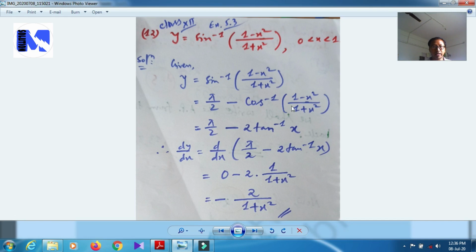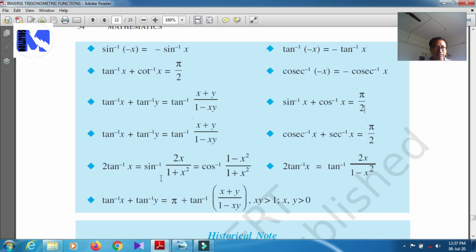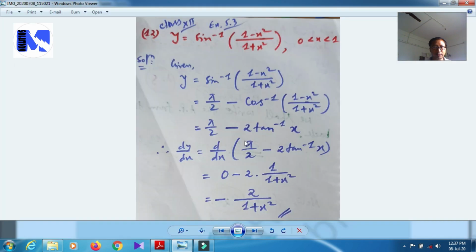So pi by 2 minus, now we can write cos inverse of this part equal to 2 tan inverse x, because you see cos inverse of this part is equal to 2 tan inverse of x. So now I have written 2 tan inverse of x. Now it becomes very easy for us to differentiate. We will differentiate both sides. Then d by dx of this part, as it is constant, will be 0. Then 2 times the differentiation of this part, which is 1 by 1 plus x square. So it is minus 2 by 1 plus x square. Okay, I think you understood it.